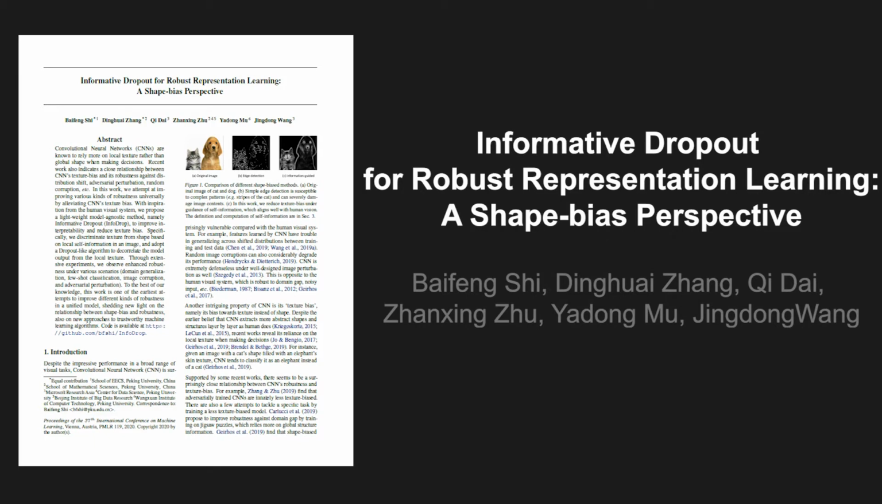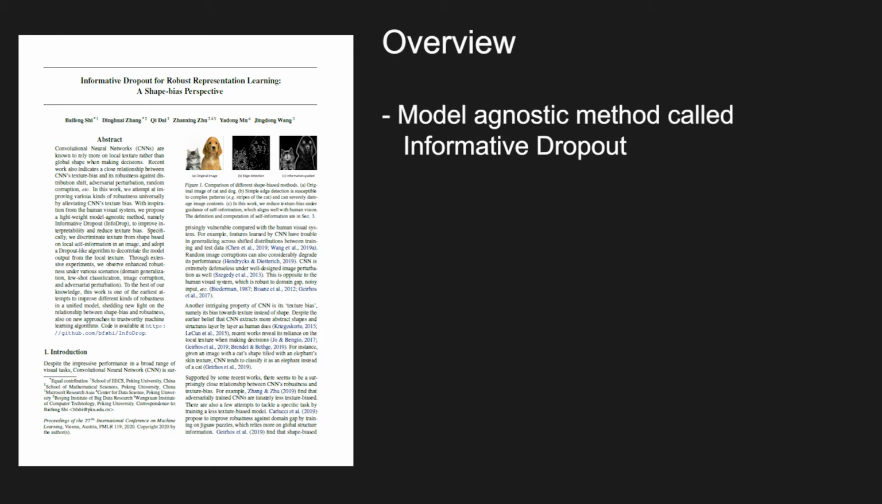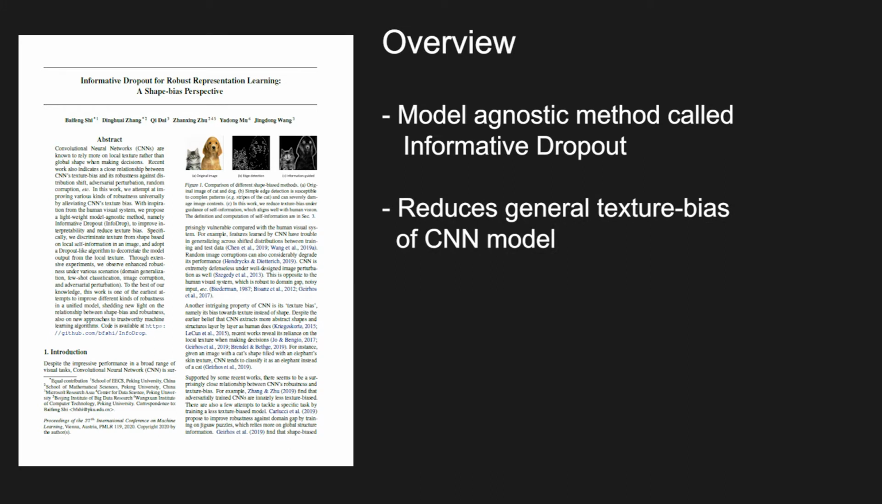Today's paper is Informative Dropout for Robust Representation Learning, a Shape-Bias Perspective. The paper proposes a lightweight, model-agnostic method called Informative Dropout that reduces general texture bias of any CNN-based model. Through extensive experiments, the authors show that InfoDrop achieves consistently non-trivial improvement over multiple baselines in a wide variety of robustness settings.